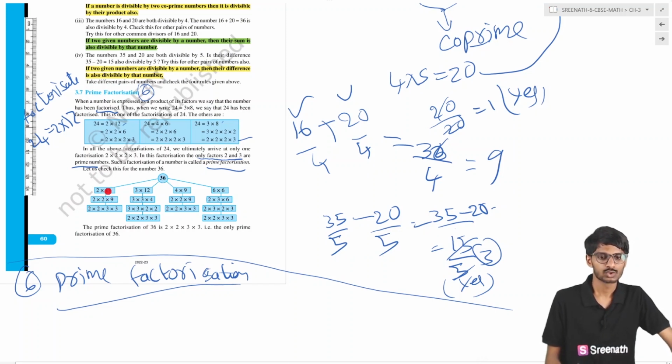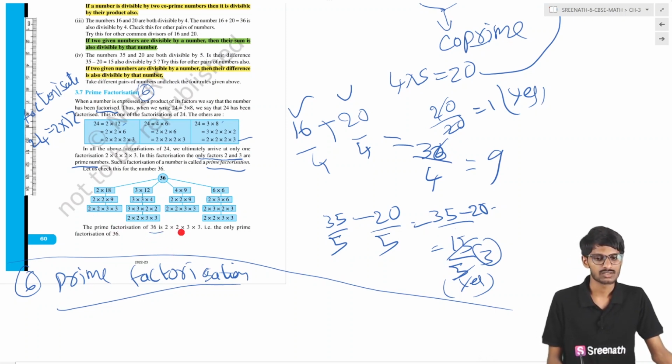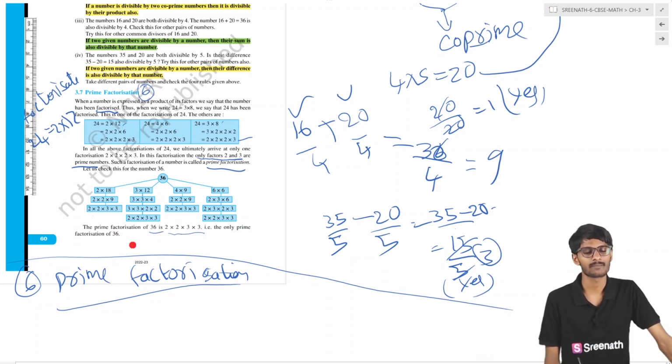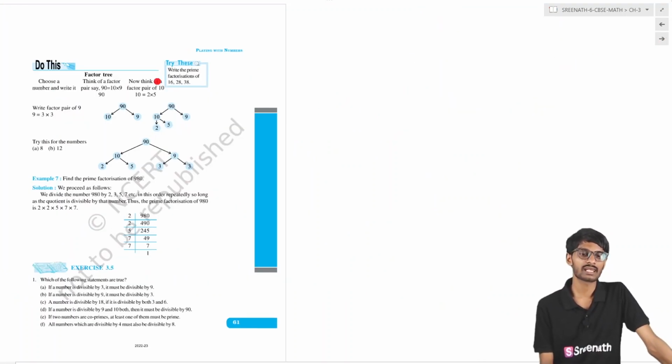36 can be written as 2 into 18, and 18 can be written as 2 into 9, like that. So the prime factorization of 36 is what? Basically 2 into 2 into 3 into 3. All these are prime factors. So here 2 and 3 are the prime factors. That's why you can write factors for anything.